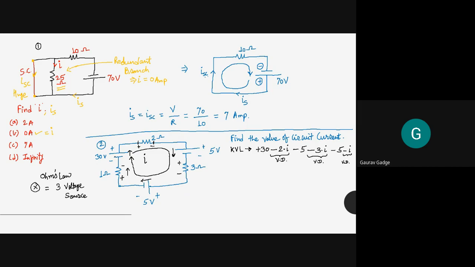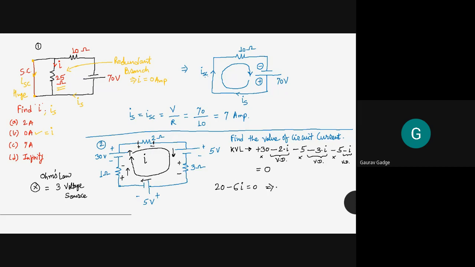How many elements are present? 3 voltage sources and 3 resistances. So there are 6 elements: 30, minus 2I, minus 5, minus 3I, minus 5, minus I, and the sum is equal to 0. Now I just write 30, right? This is your 30 volt. This is the 5 volt with a minus sign, minus 5. So 30 minus 5 minus 5, how much is it? 20, right? Minus 2I, minus 3I, minus I. So how much is it? Minus 2, minus 3, minus 1, that is minus 6I. So minus 6I equal to 0.